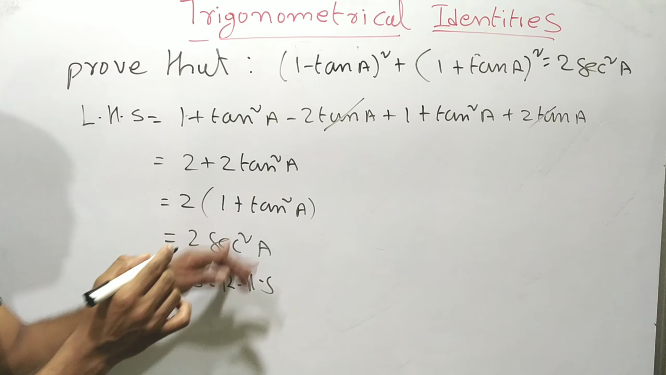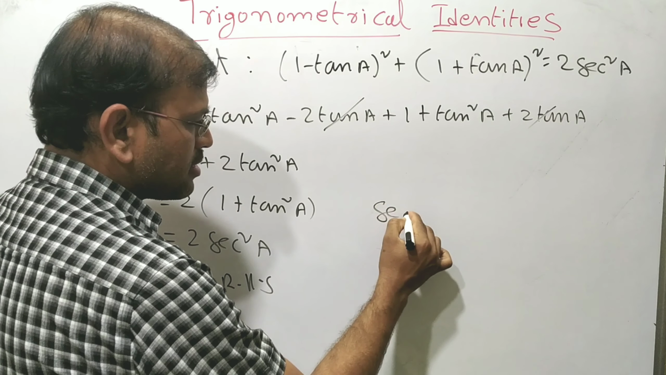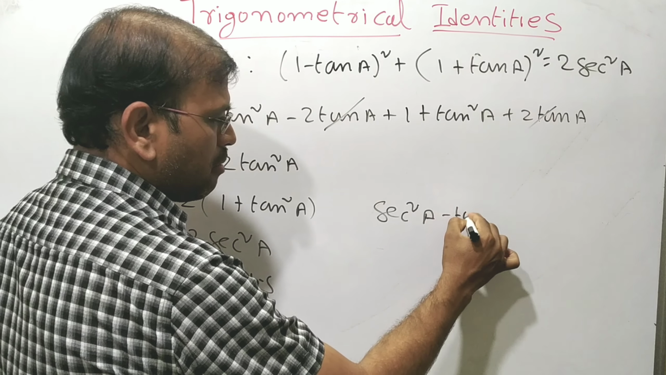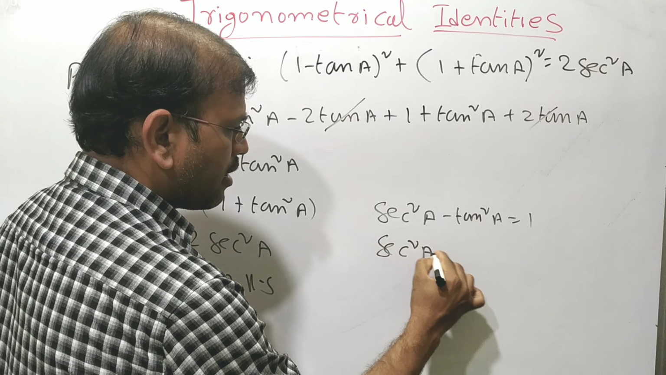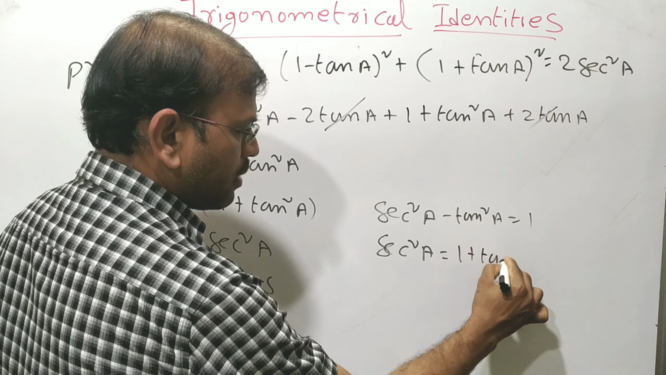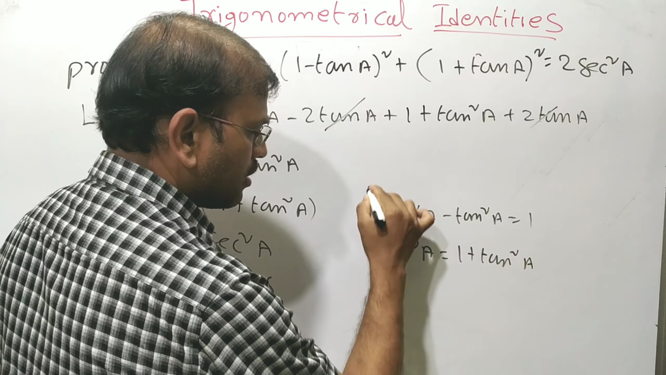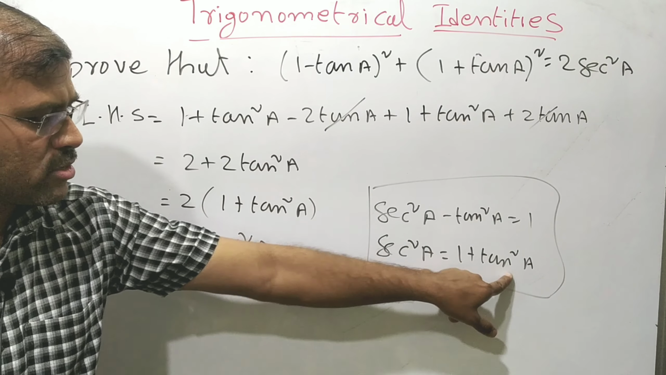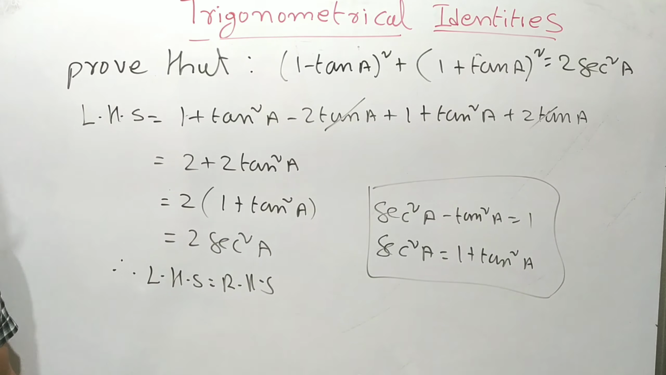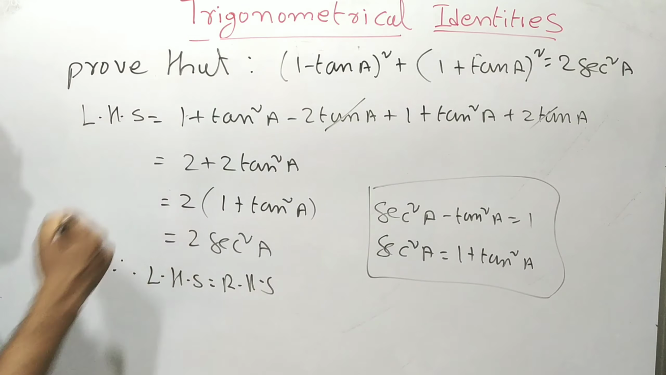So how did you get this one? I will just show you as a formula. Sec square A minus tan square A equal to 1. This is the formula we are familiar with. Minus tan square A, take other side. Sec square A equal to 1 plus tan square A. So here, instead of 1 plus tan square A, I wrote the sec square A. 1 plus tan square A, replacing with the sec square A. That is the right hand side result.